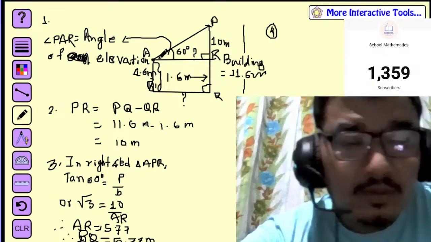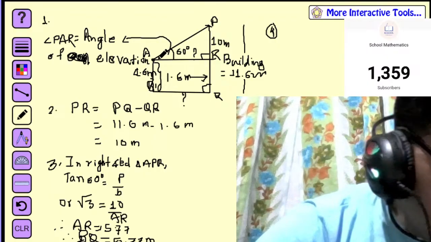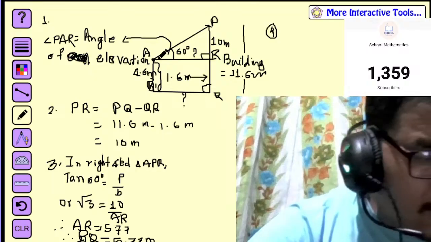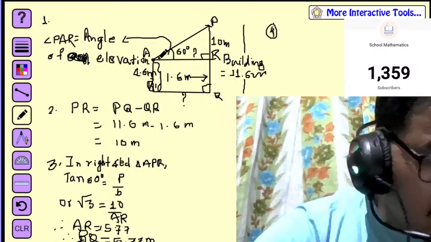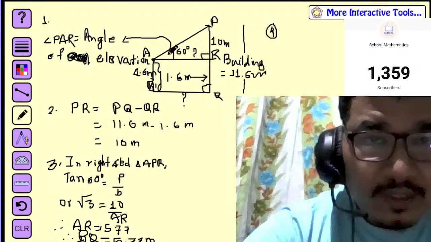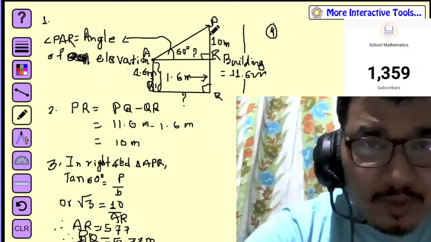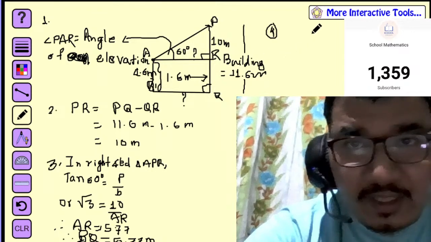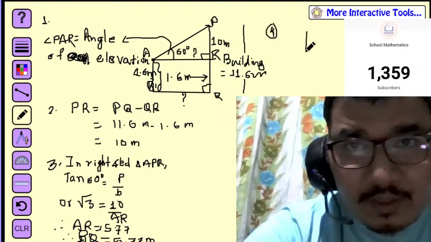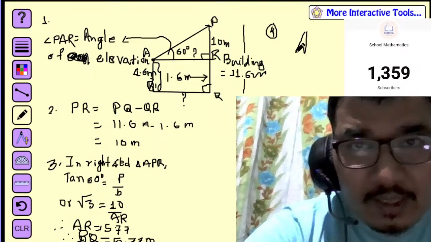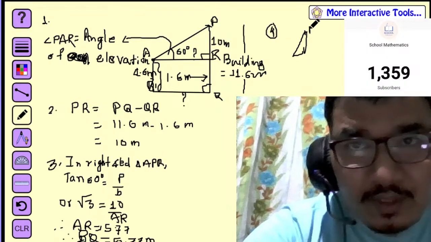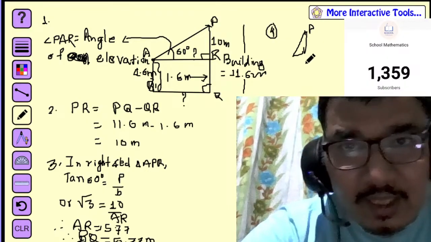Okay, here is given PR and AR. The question asks: in which condition will this perpendicular and base be equal? I am drawing this side like this. Suppose this is P and this is R, and this is A.